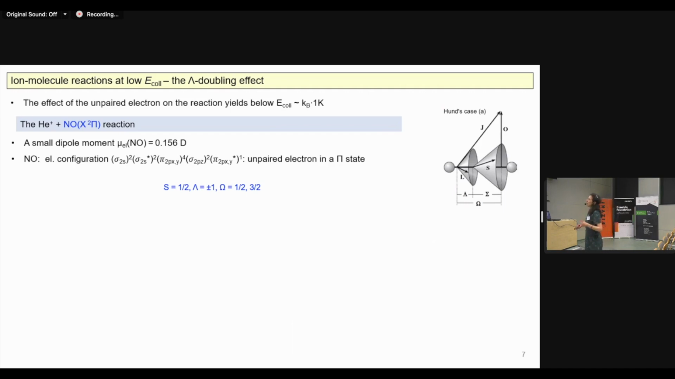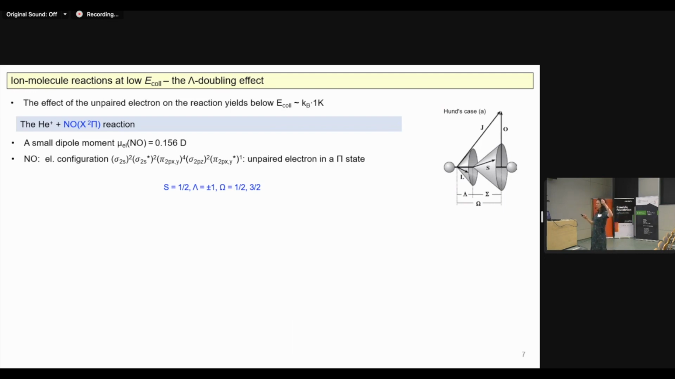So why is this interesting? Well, nitric oxide has a small dipole moment, but actually it has an electronic configuration with a single unpaired electron in a pi state. Why is that important? Well, this molecule is well described in Hund's case A, and the orbital angular momentum of the electron is non-zero. The projection of this L on the internuclear axis, which we label by lambda, could be plus or minus 1. So basically this means that we have two states of opposite parity corresponding to the plus and minus 1.